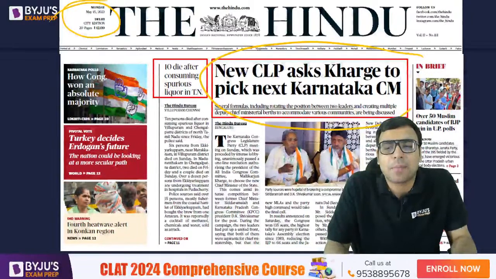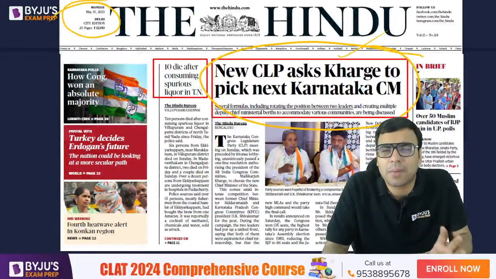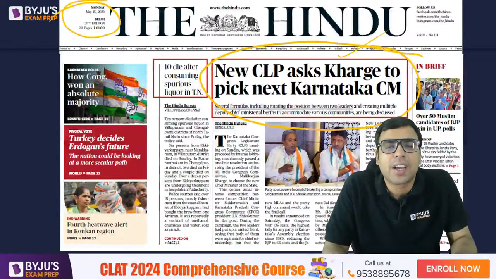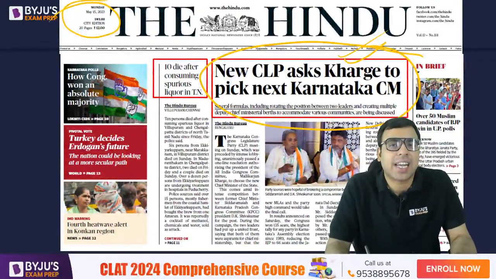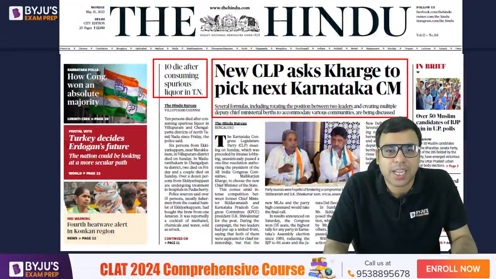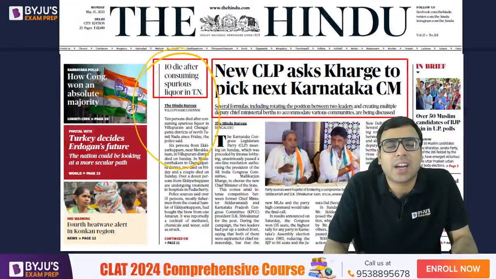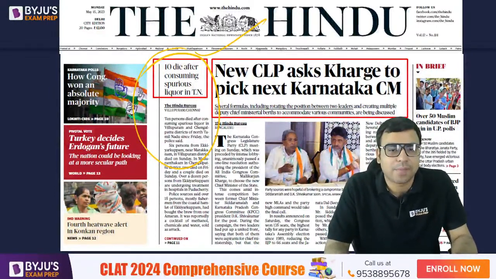A new CLP asked Kharge to pick new Karnataka chief minister. So this is a slightly political news, but some of the things we will be discussing about it. Because I hope you are aware that recently Karnataka elections have happened, and we will be having new chief minister and all. So we will be talking about that. The next one is 10 die after consuming spurious liquor in Tamil Nadu. We will be discussing about this as well.